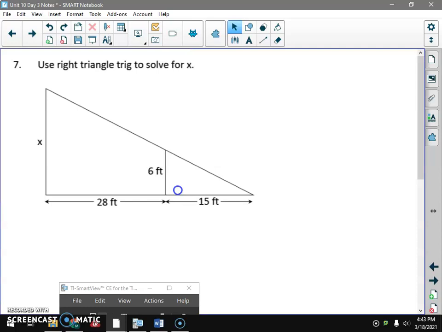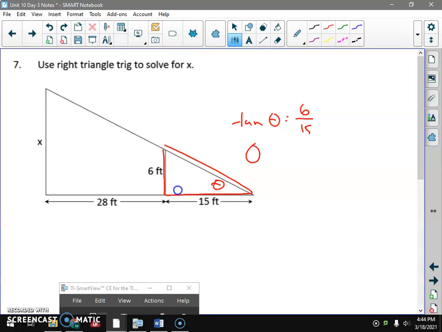If I said I'm looking for x, here's what I would do, kind of what we did before. We found that theta. We used the small red triangle. I would say tan of theta equals 6 over 15. Theta equals tan inverse, that's why we're learning the tan inverse function, to find an unknown angle. And I found theta to equal about 21.8 degrees.